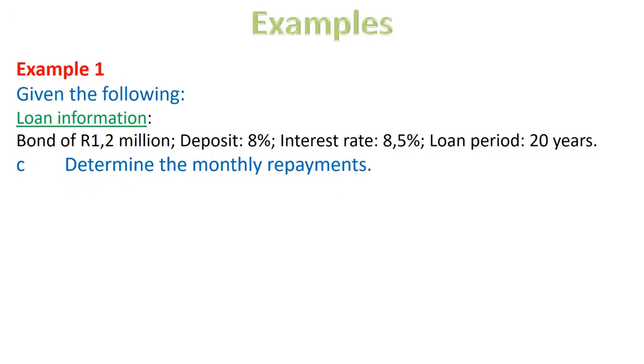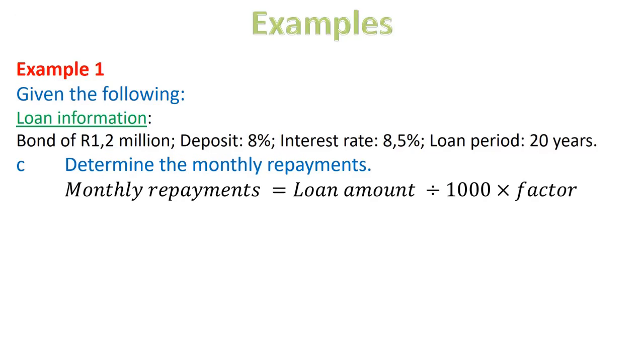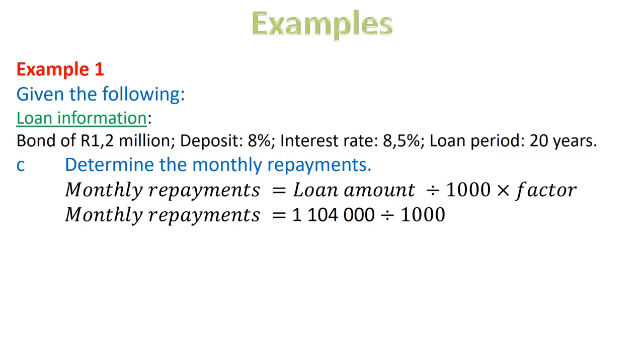C, determine the monthly repayments. Alright, now this is where we have to use our big formula. Our monthly repayments equals the loan amount divided by 1,000 times your factor. So that means monthly repayments equals my loan amount. Well, we've just worked out our loan amount, and that's 1.104 million divided by 1,000 times, and now our factor.